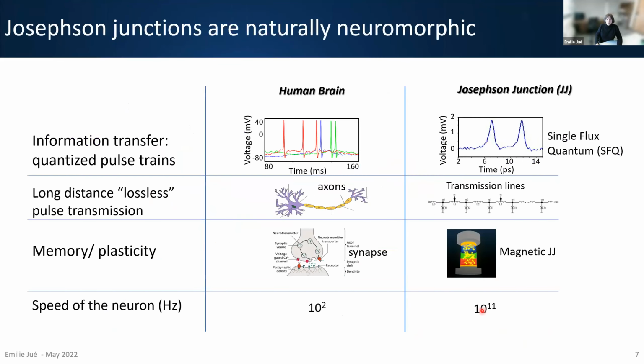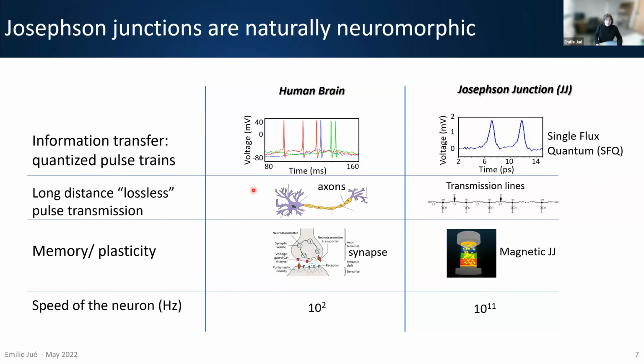So why are we interested by the Josephson junction? It turns out that the Josephson junction is naturally a very good candidate for neuromorphic computing. Indeed, in the same way as we can transfer information in our brain by emitting quantized pulses, the Josephson junction naturally emits quantized pulses that are called single flux quantum.